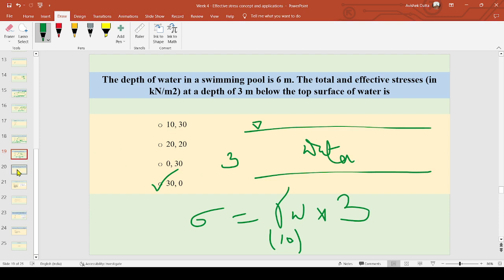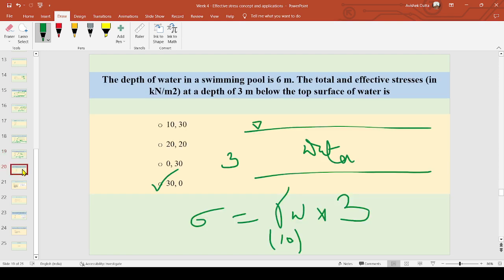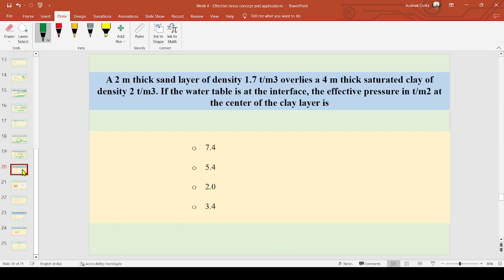Next question. A 2-meter thick sand layer of density 1.7 ton per meter cube overlies a 4-meter thick saturated clay of density 2 ton per meter cube. So here we have two soil layers.